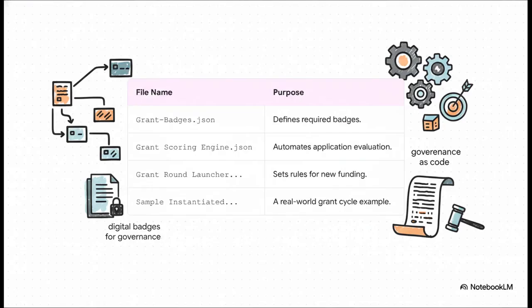And here we get a little peek under the hood. Just look at those file names on the screen. You've got grant badges JSON, grant scoring engine JSON. This shows you it's not just a bunch of fancy ideas. It's a real system built with actual code. The rules of how the community operates are literally written into these files. When people talk about governance as code, this is what they mean. This is it in practice.